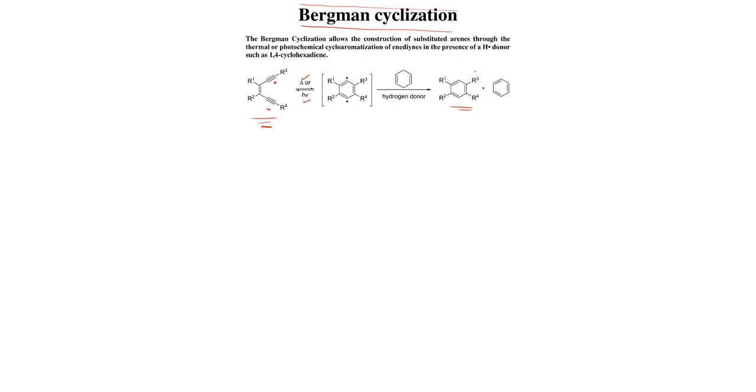So it follows radical chemistry. How this reaction follows radical chemistry, we will discuss in the reaction mechanism. So let's have a look at the reaction mechanism for the Bergman cyclization reaction. If we talk about the reaction mechanism, here is the alkyne functionality, let's suppose R1, R2, and here is the alkene.